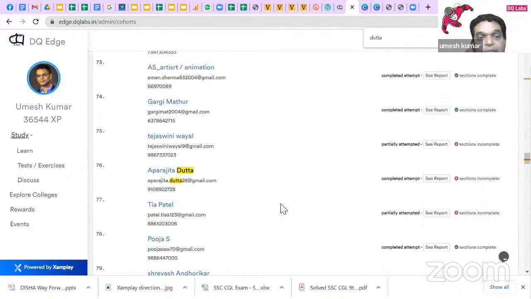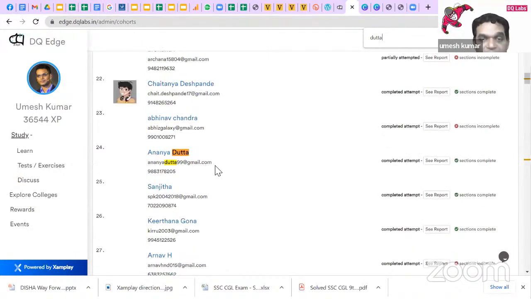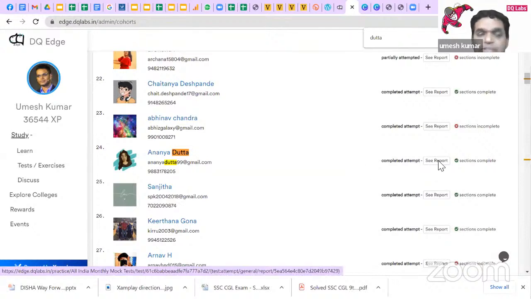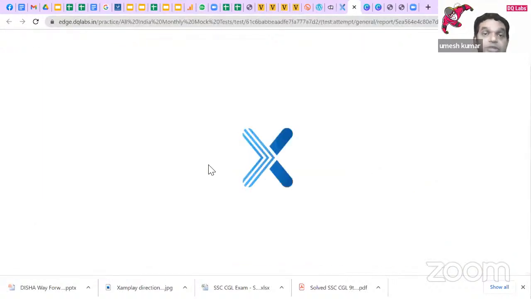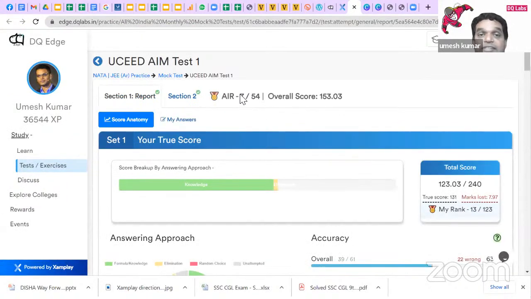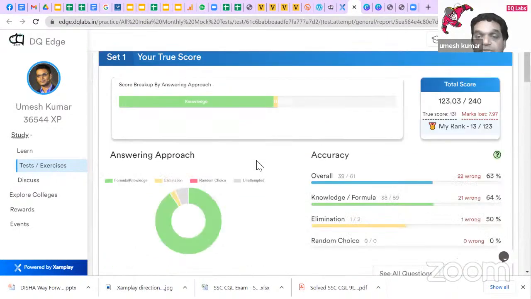Or I can also check Ananya Datta. All right, so why I'm taking Ananya Datta's case, for example, is because she has just written the test and she has been using DQH very, very perfectly. All right. Now, this is one of the USEED tests that she has given. And she has gotten an AIR of 7. And let us review her score anatomy, how she has got her score.